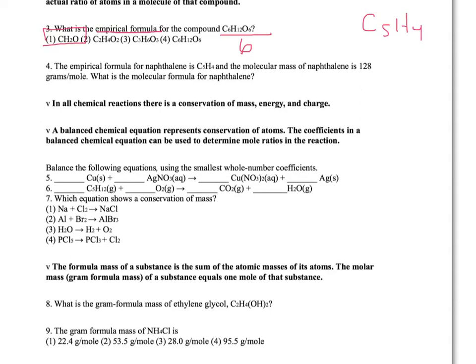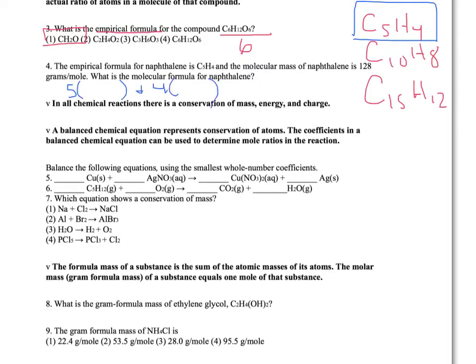Or it could be some multiple of the empirical formula, like C10H12, or if we multiplied by 3, it would be C15H12. And so we could do guess and check for this, but the easiest way to do this is to first find the empirical mass. So to find the empirical mass of C5H4, we're going to take 5 times the mass of carbon from our reference table plus 4 times the mass of hydrogen.